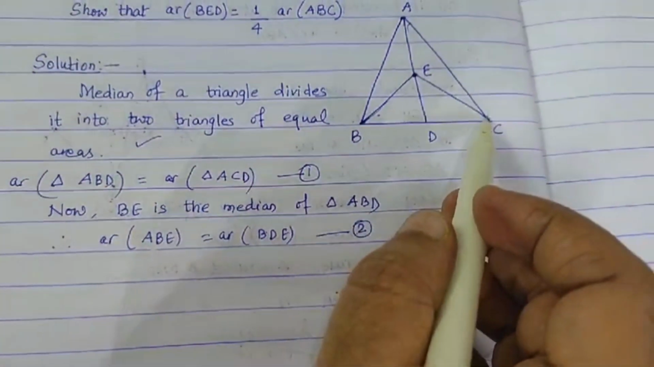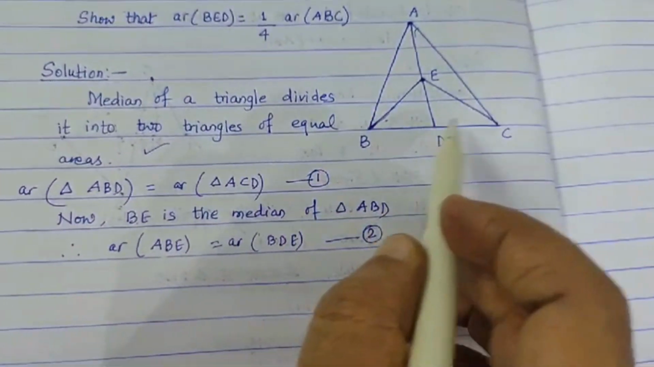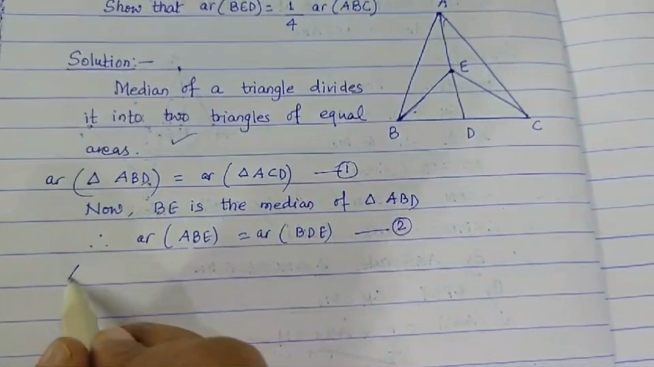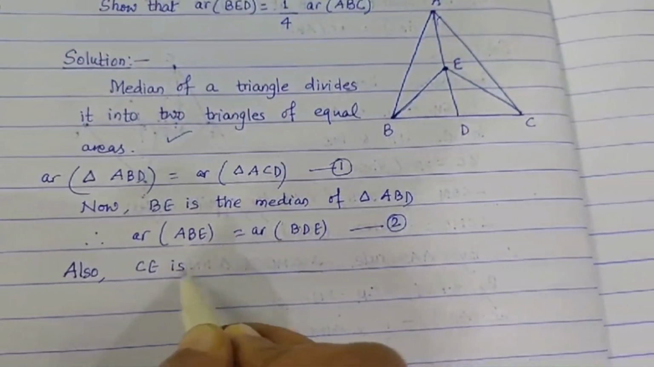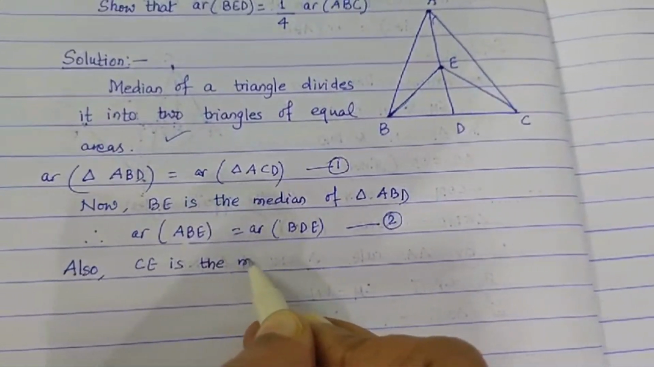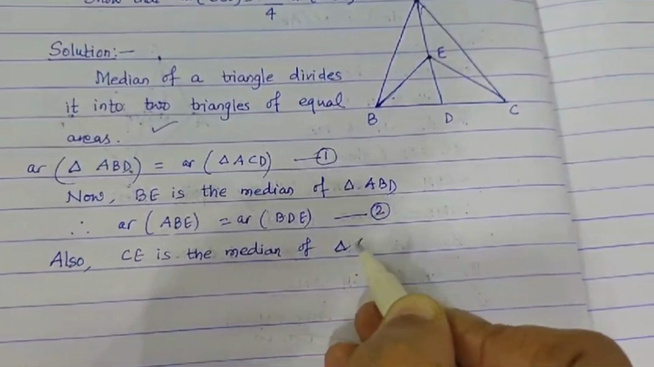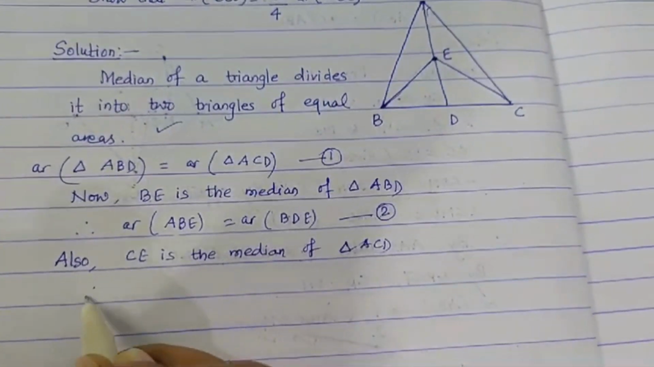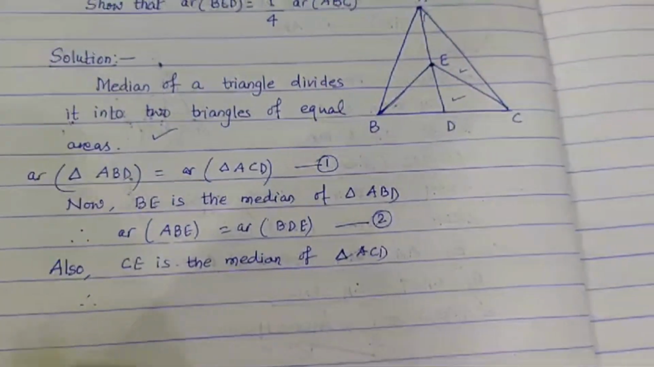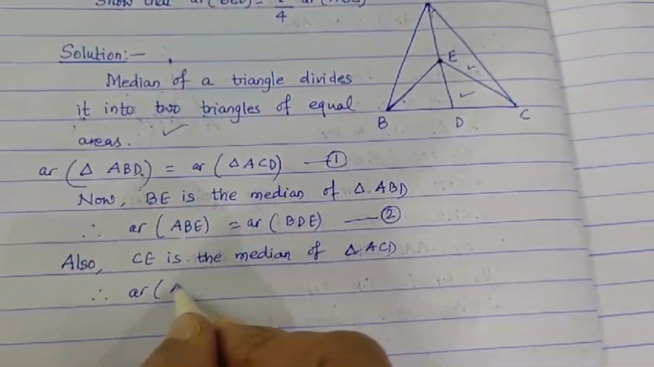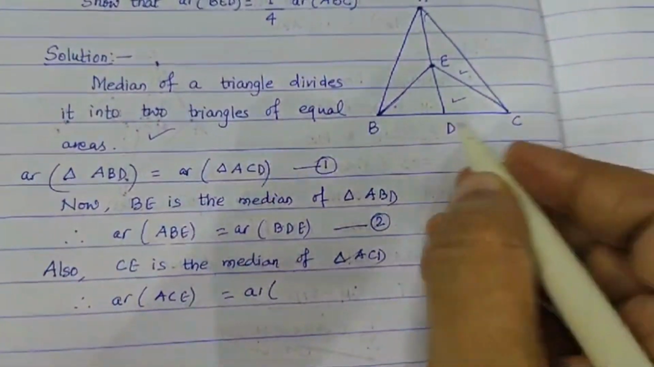Similarly, this vertex is joining here C, that means what? In triangle ACD, this is the median. Also, CE is the median of triangle ACD. That means this triangle and this triangle will have equal areas: area ACE is equal to area CDE.